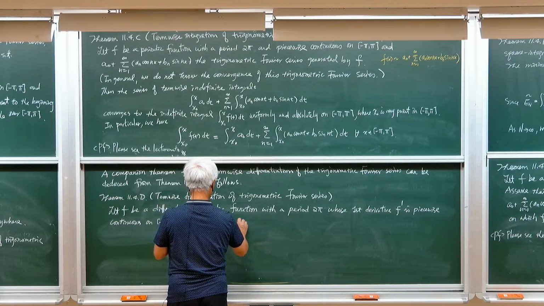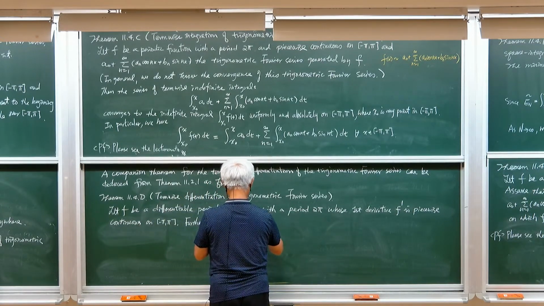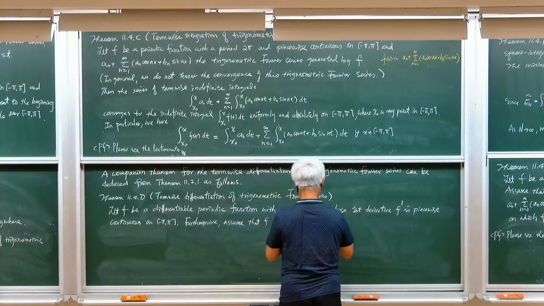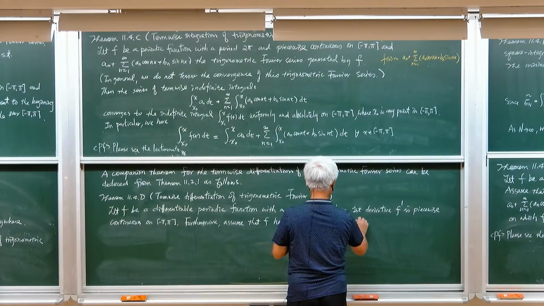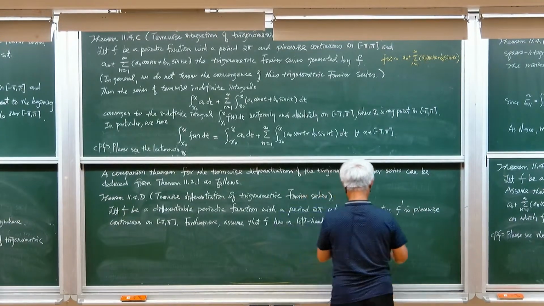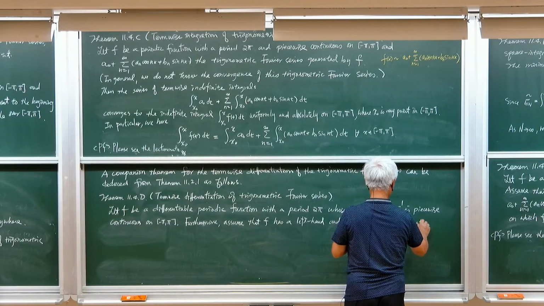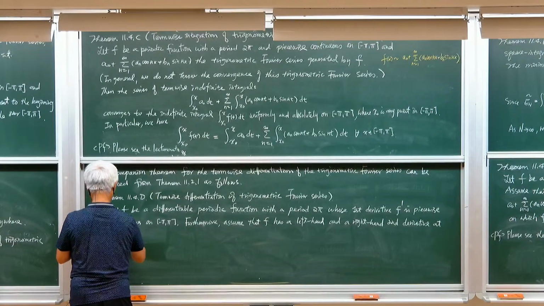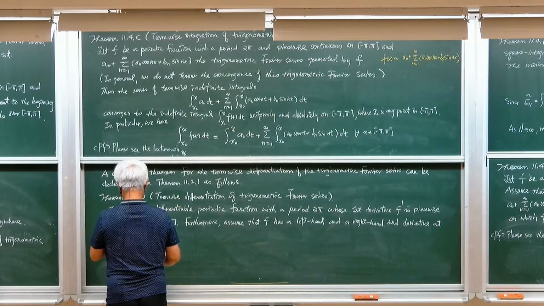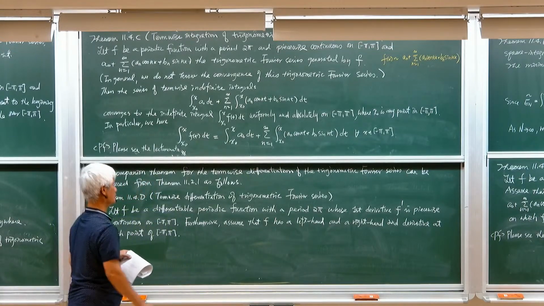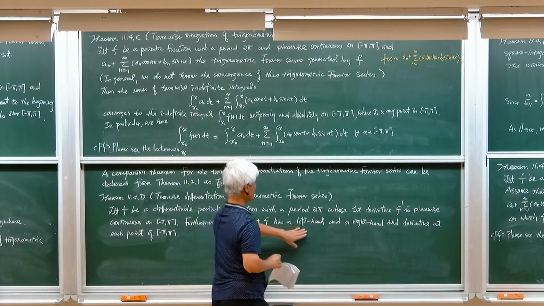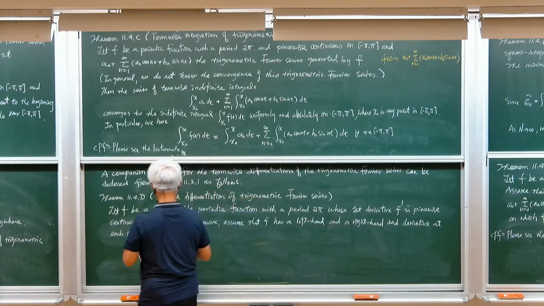Furthermore, assume that f has a left hand and a right hand second derivative at each point of minus pi to pi. So the second derivative of f, the f itself has a left hand and a right hand second derivative at each point of minus pi to pi.